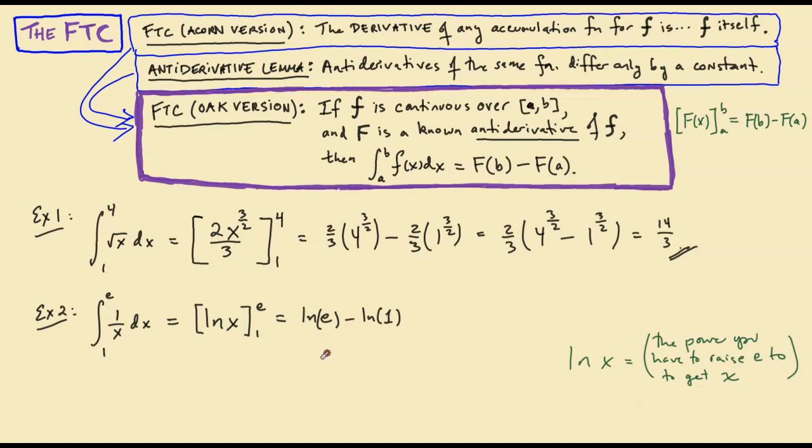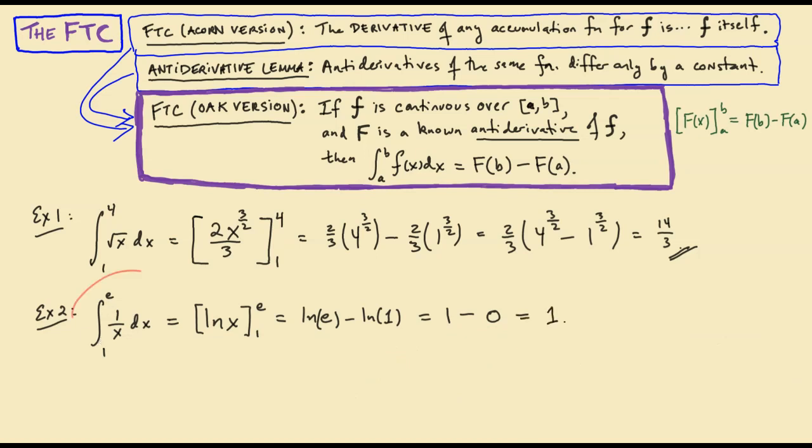Anyway, log of e. What power do I have to raise e to get e? Well, obviously that's 1. e to the 1 is e. So that first term is 1. And what about the second one? Log of 1. Well, that's the power I have to raise e to get 1. What power do I raise e to get 1? Of course, it's 0. e to the 0 is 1. So this is 1 minus 0. And the answer to that challenging conundrum is just 1. So this integral, this infinite sum, this weighted sum of infinitesimals, when all the dust settles, shakes out to be 1.